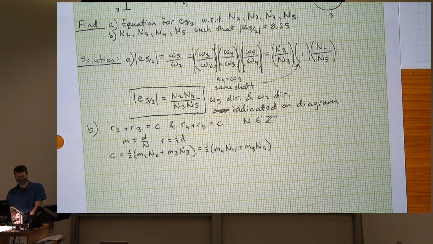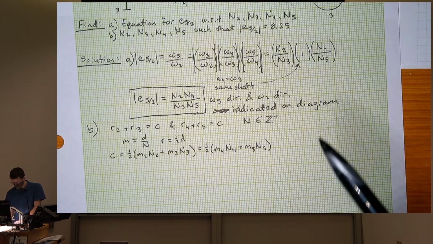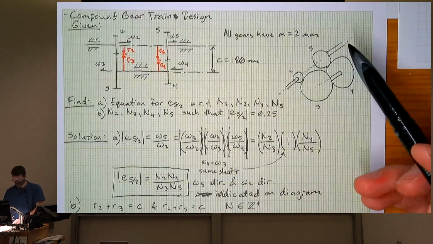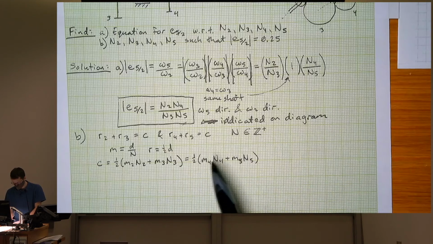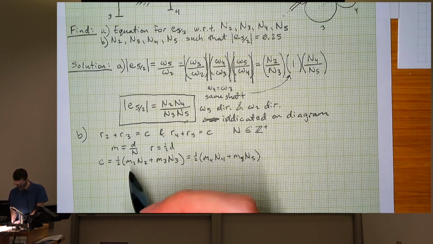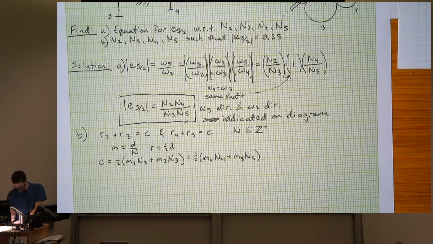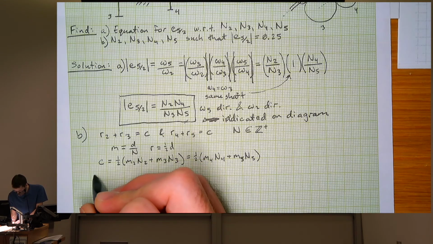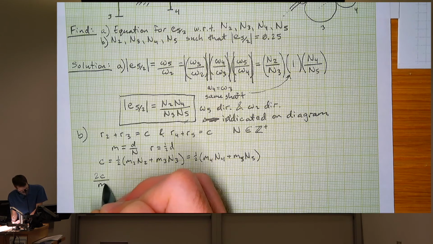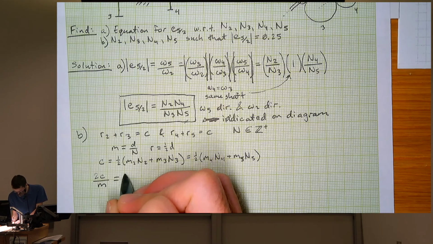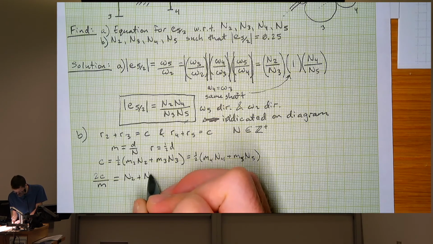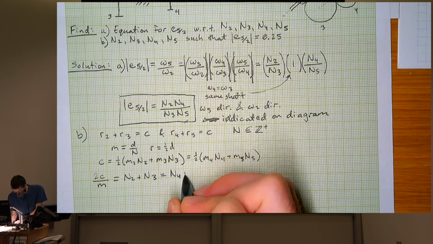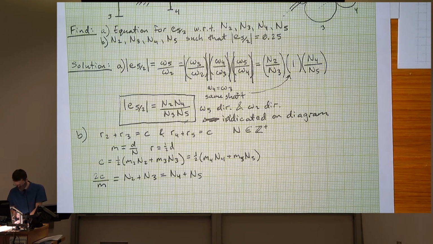Gears 2 and 3 are in mesh, and in any case, we were already told that all gears have m equal to 2 millimeters. So this is all the same m. So we could just write it as m, and we can bring it over to the other side, and we can see that 2c divided by m is equal to n2 plus n3, which is equal to n4 plus n5.